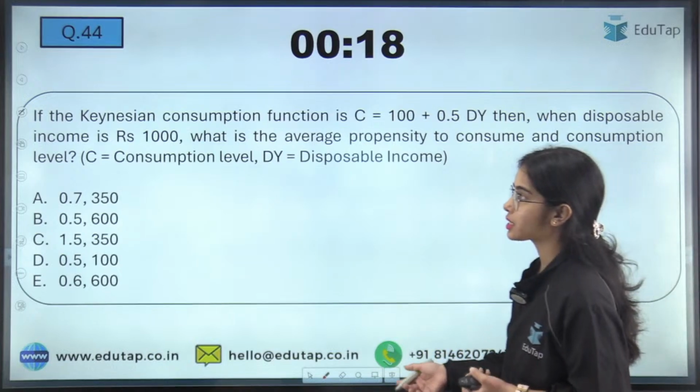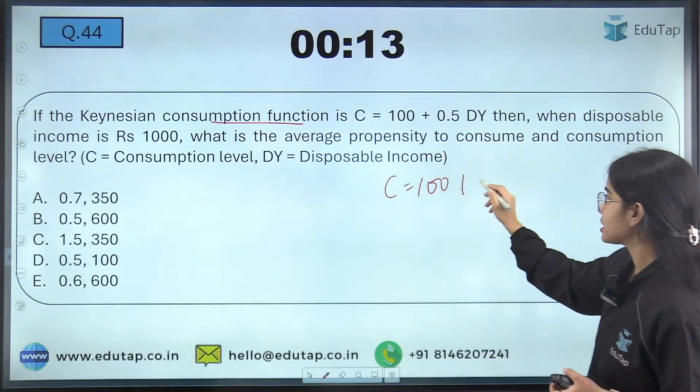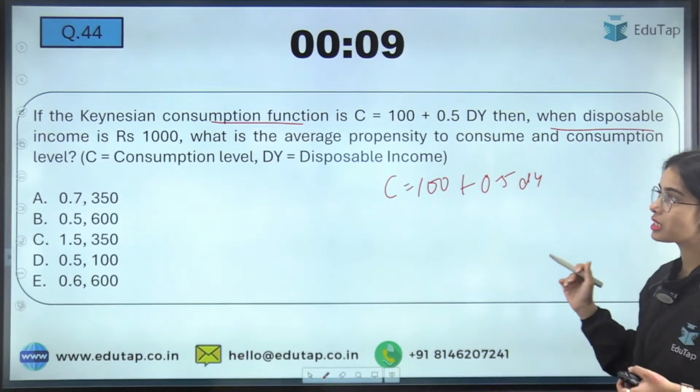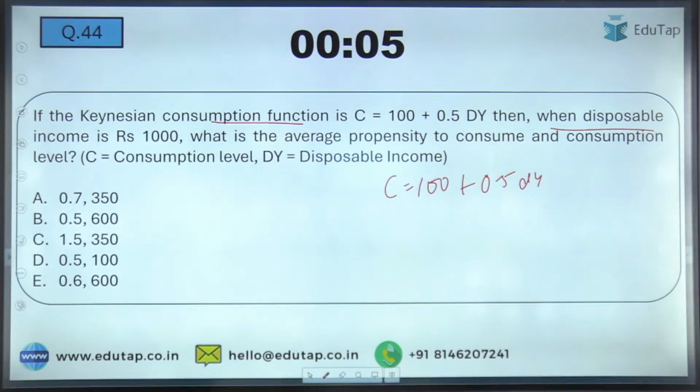Next question. If the Keynesian consumption function is C equal to 100 plus 0.5 disposable income, when disposable income is rupees 1000, what is the APC? That you have to tell me, and what is the consumption level? So try to answer that.